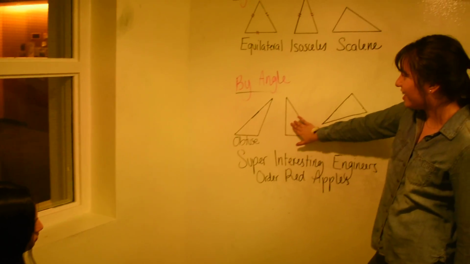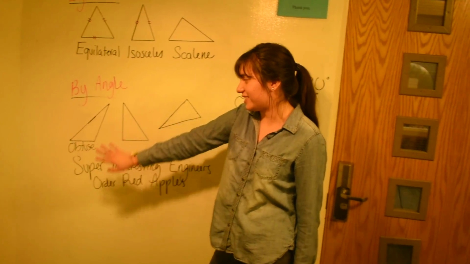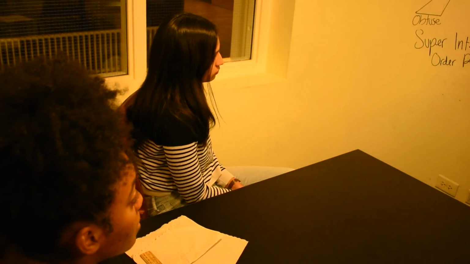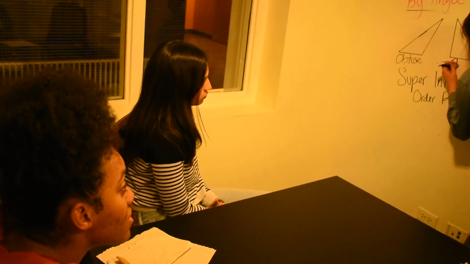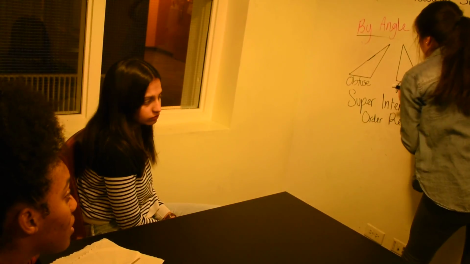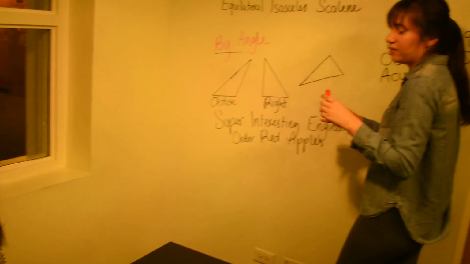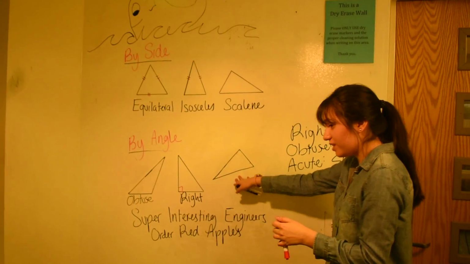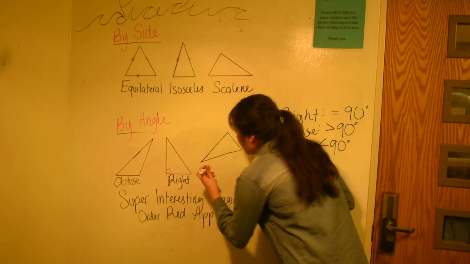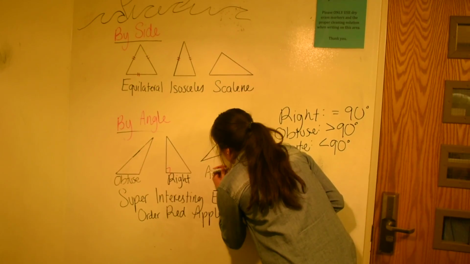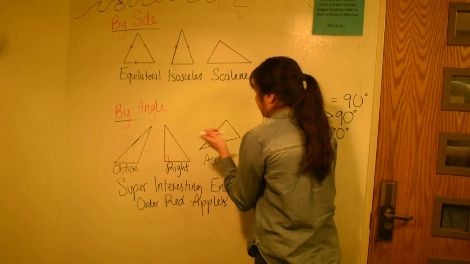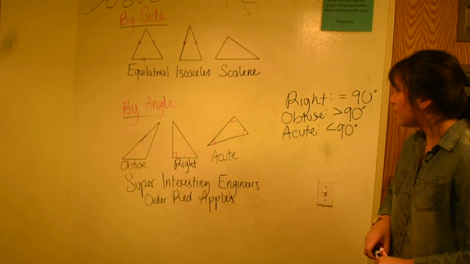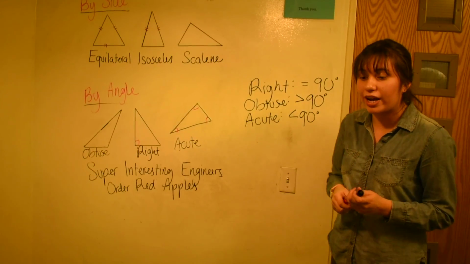Does anyone think that they know what this triangle is called? A right triangle. Right, and how did you get that answer? Because it looks like it has a right angle. And which one is the right angle? The one on the bottom left. Perfect. So lastly, this one is called an acute triangle because it has three acute angles. All three angles have to be acute. Does that make sense?